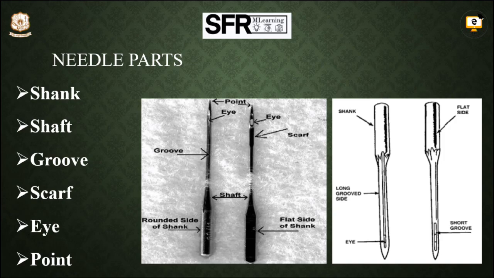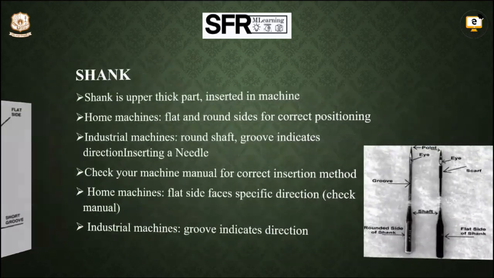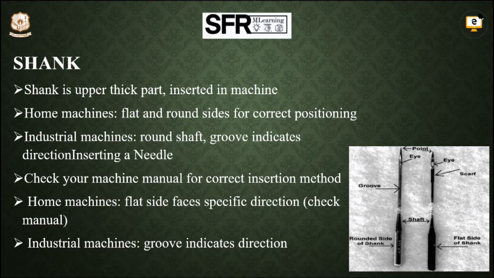Needle parts. There are six parts of a needle: shank, shaft, groove, scarf, eye and point. First one, shank. The upper thick part of the sewing machine needle is called the shank. This part of the needle is inserted in the machine.